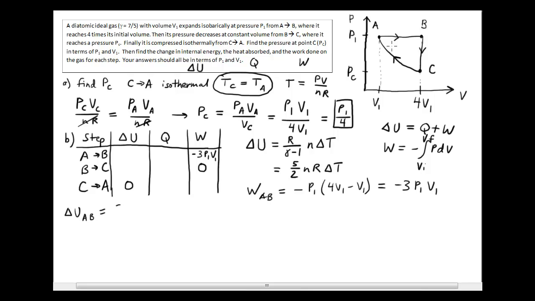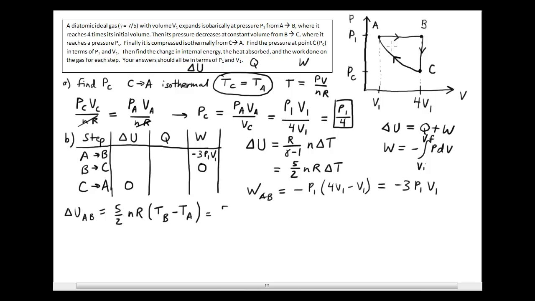For this diatomic gas, it's 5/2 nR times delta T, which is TB, the final, minus TA. What do I do with this? Well, once again, I'm going to use the ideal gas law. T is PV over nR, so let me substitute in this expression.